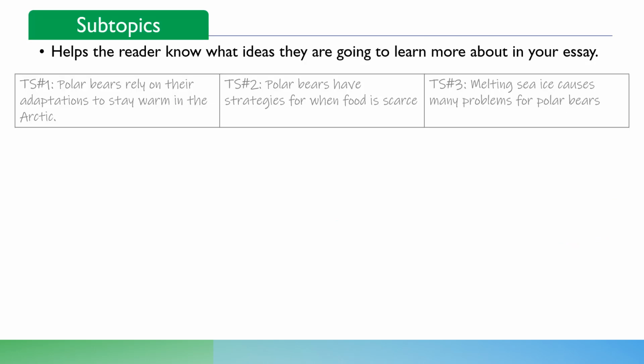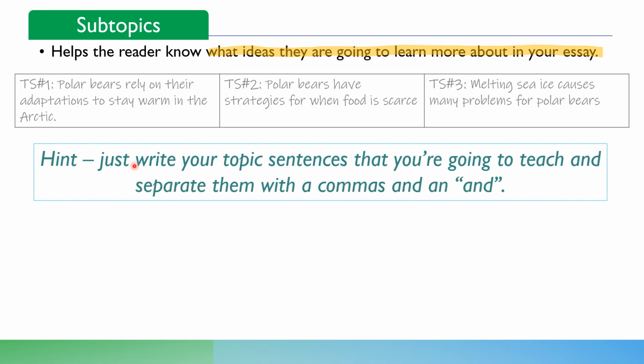When I'm writing my subtopics part of the intro, I'm going to let my reader know what ideas they're going to learn about in my essay. So basically, I'm just telling them what are the 3 topic sentences that they're going to learn about when they read this. This is an easy strategy. All you do is write your topic sentences that you're going to teach and separate them with commas and an and. Sometimes I have students practice this by writing comma, comma, and in their notes to remember. Let me show you what I mean.